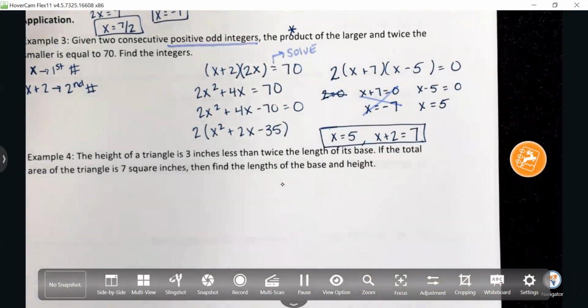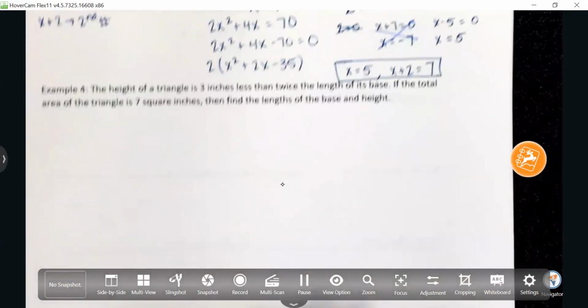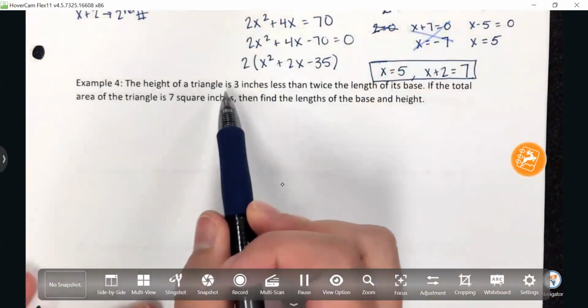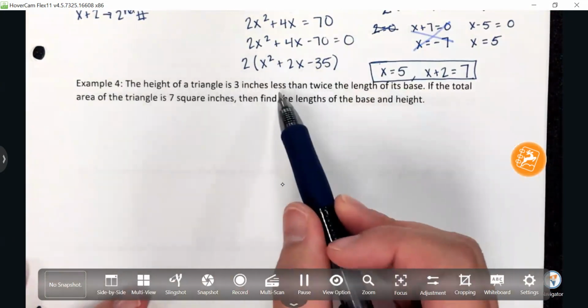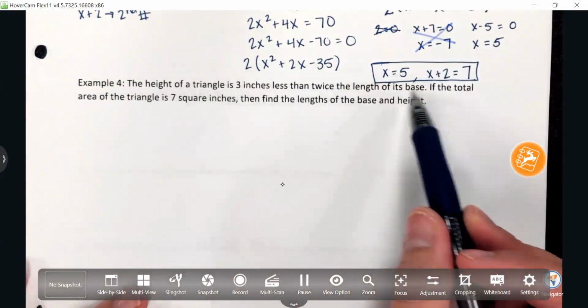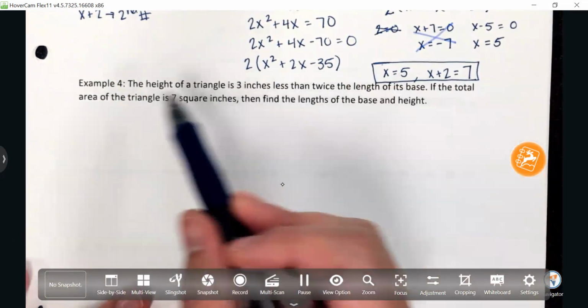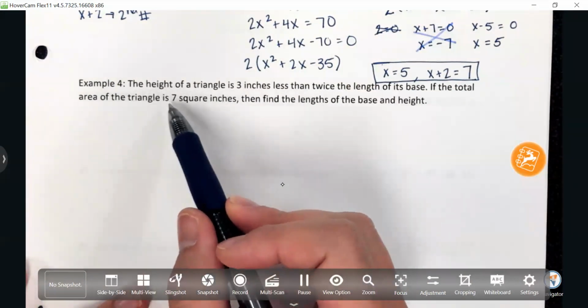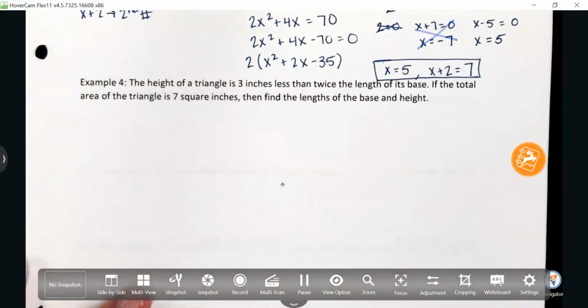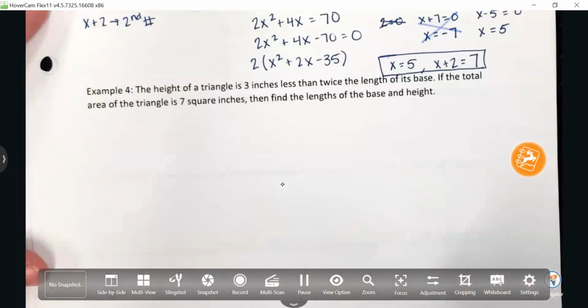All right, we're going to do one more, and then you'll have the rest of the class to practice. The height of a triangle is 3 inches less than twice the length of its base. If the total area of the triangle is 7 square inches, find the length of the base and the height.